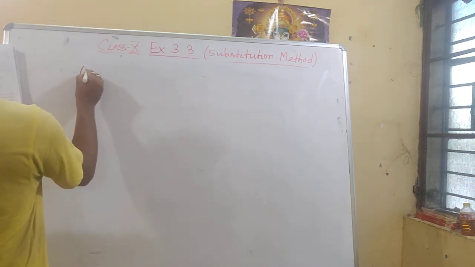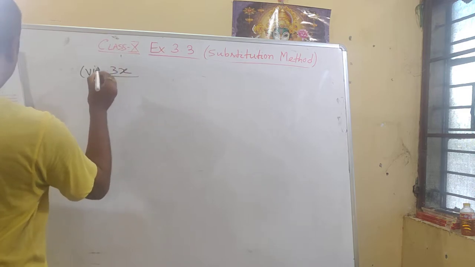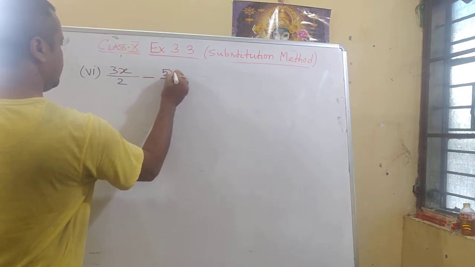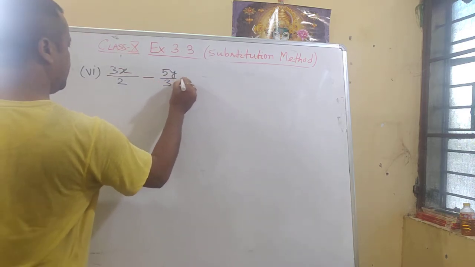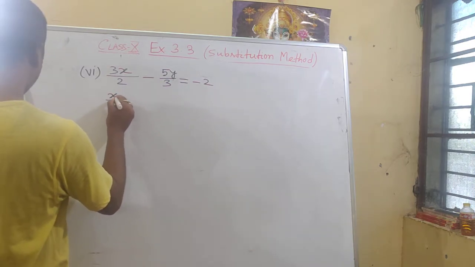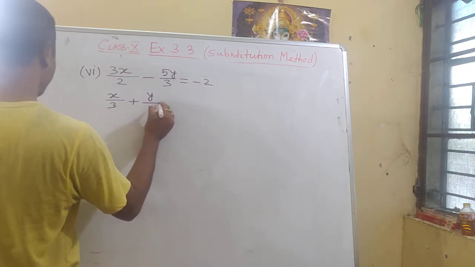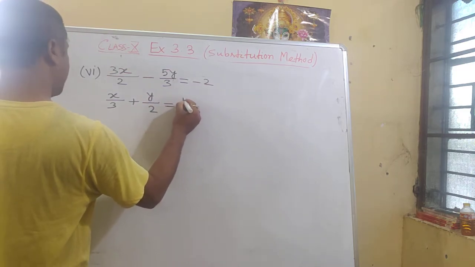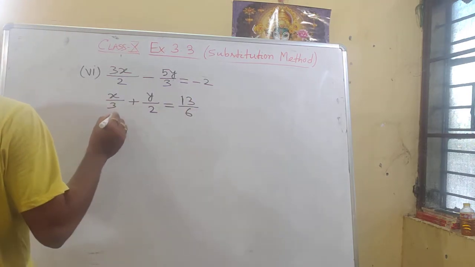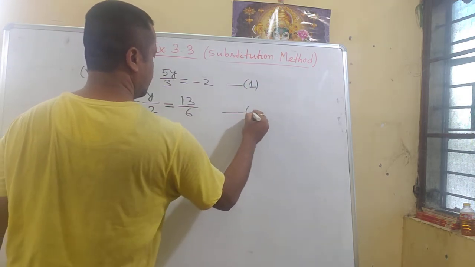Let us do number 6. 3x/2 minus 5y/3 is equal to minus 2, and x/3 plus y/2 is equal to 13/6. This is equation number 1, this is equation number 2.